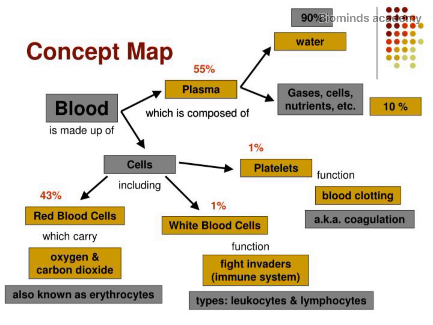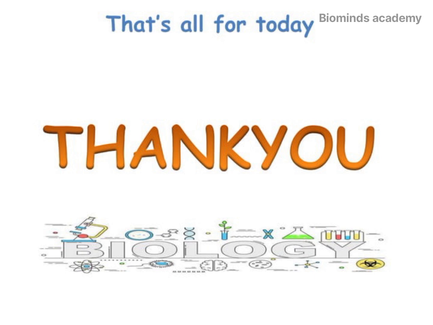And the white blood cells function to fight invaders for the immune system, and the types are leukocytes and lymphocytes. White blood cells are also called leukocytes. And then platelets function in blood clotting. This is all about the cell.